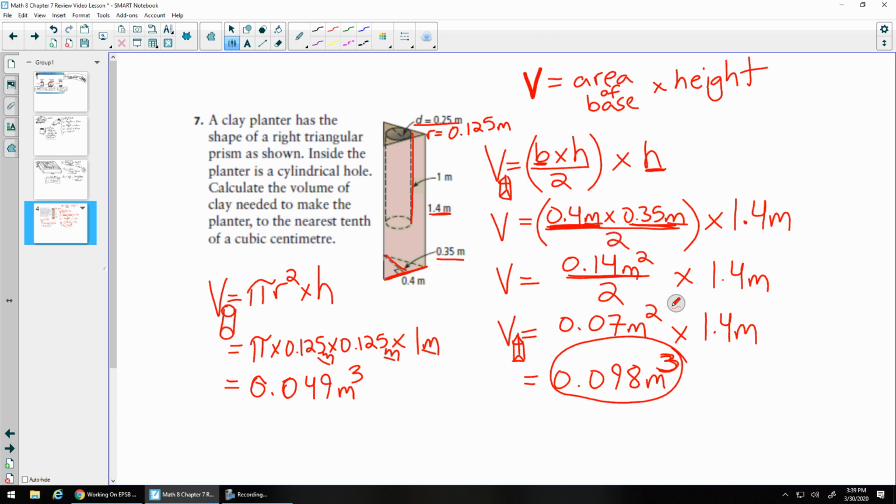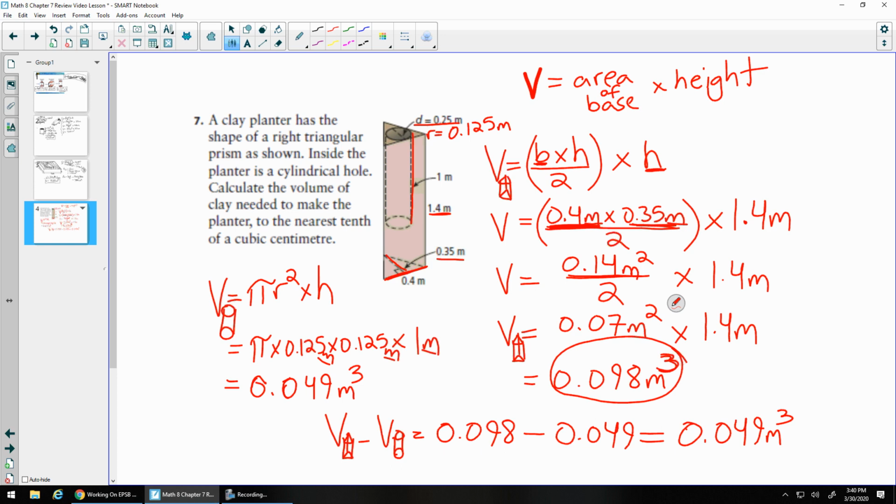And so now I can just subtract these. I'm finding the volume of my triangular prism minus the volume of my cylinder, which would give me my final answer, which is equal to 0.098 minus 0.049, and do that on my calculator. 0.098 minus, wait, this is going to be 0.049, same thing, 0.049, yeah. 49 is half of 98, so the answer is 0.049 meters cubed of clay that you'll need to make that triangular part.